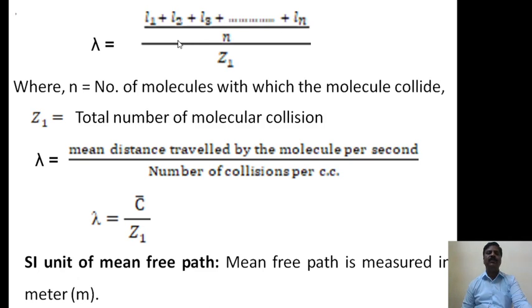lambda is equal to L1 plus L2 plus L3 plus up to Ln, divided by n, whole divided by Z1. Here n is the number of molecules with which the molecule collides, and Z1 is the total number of molecular collisions that take place. Therefore, lambda is equal to the average free path divided by the collision number. This is the expression for mean free path.